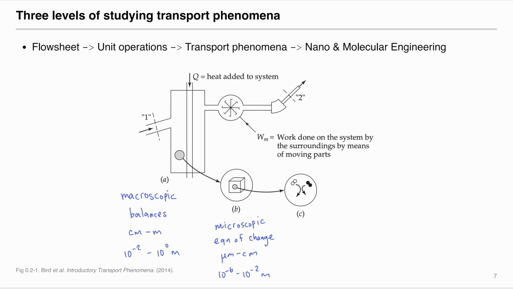And finally, we have the molecular level. On the molecular level, we are more concerned with the molecular mechanism, on how these transport phenomena happen. And we're usually working with a length scale of 1 to 1,000 nanometers, that is 10 to the minus 9 to 10 to the minus 6 meters. We will be using all these three levels to study transport phenomena on the macroscopic level and on the microscopic level in solving different problems.